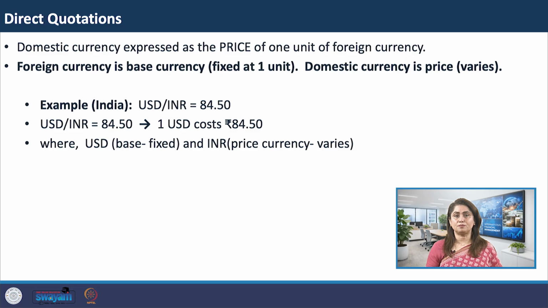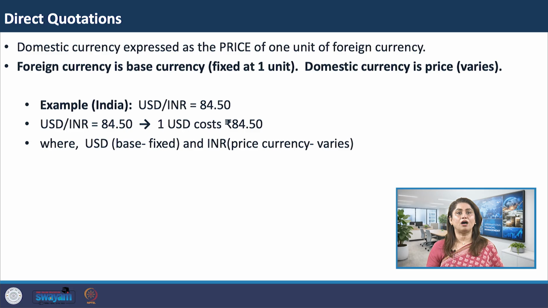So, from Indian perspective, a direct quote looks like this: USD by INR 84.50. What does this say? It says 1 US dollar, which is the foreign currency, is the base currency and is fixed at 1 unit. $1 costs 84 rupees and 50 paisa in domestic currency. The price currency, which is rupee in this case, tells you how much you have to pay per unit of the base currency. The base currency is the dollar that you are pricing.